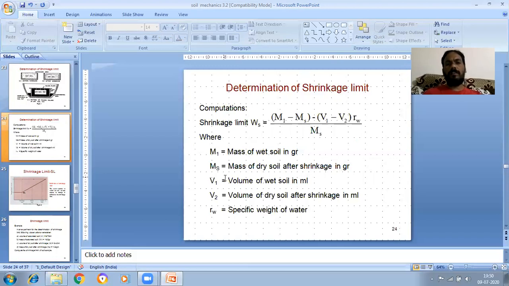Next, V1. What is V1? V1 is the volume of the wet soil in ml. V2 is the volume of the dry soil after shrinkage in ml. Gamma w is the specific weight of water.